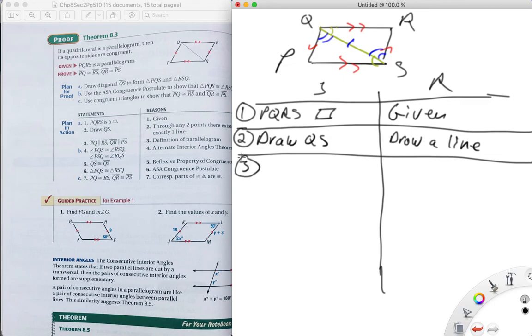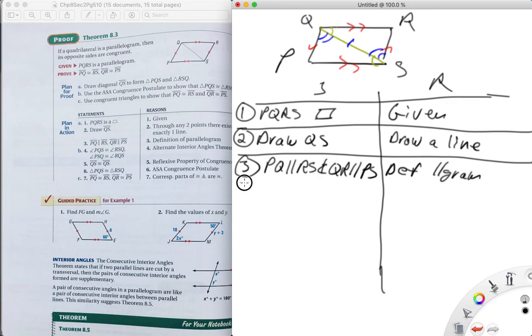For number 3, since it's a parallelogram, then I know that opposite sides are parallel, so I can say that PQ is parallel to RS, and I can say that QR is parallel to PS, and that's the definition of parallelogram.